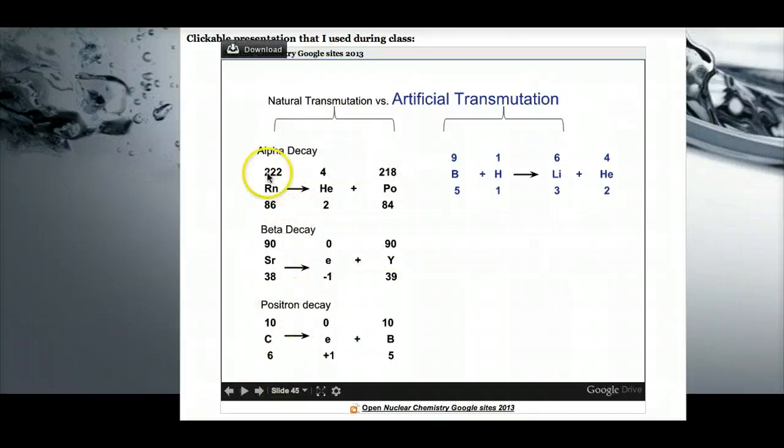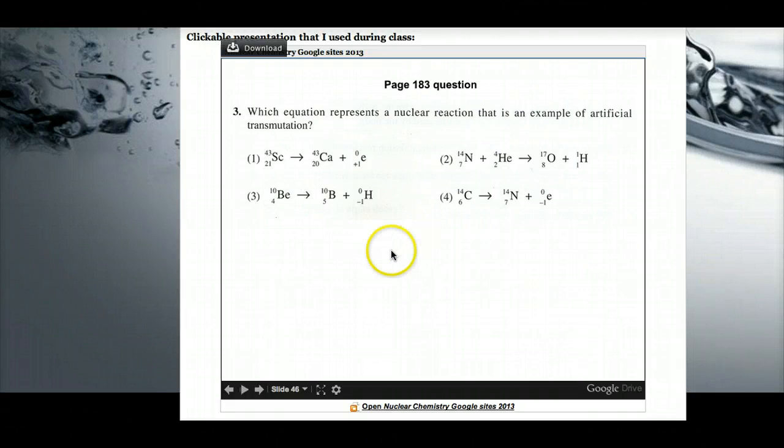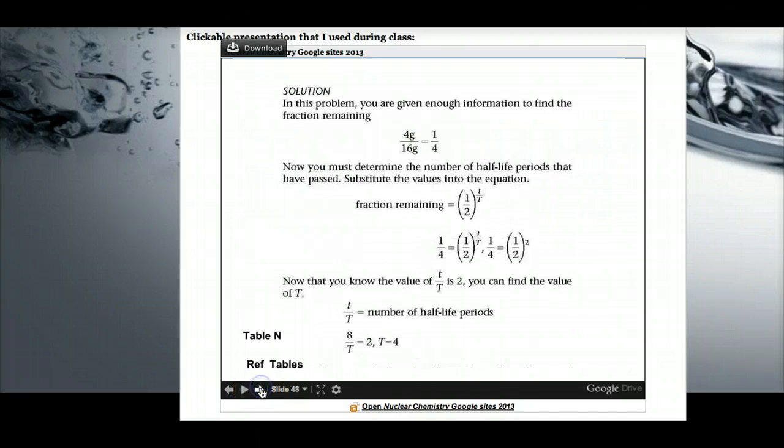Notice what? One particle. There's one reactant. Artificial transmutation, there are two reactants. And that's how you can remember this. Very simple. So number 3, which equation represents a nuclear reaction that's an example of artificial transmutation? Well, which one has two reactants? It's just that simple. The rest are naturally decaying. These guys have to be collided. And that's how that works.